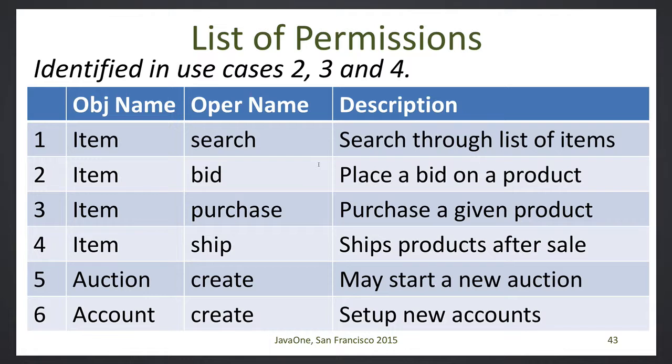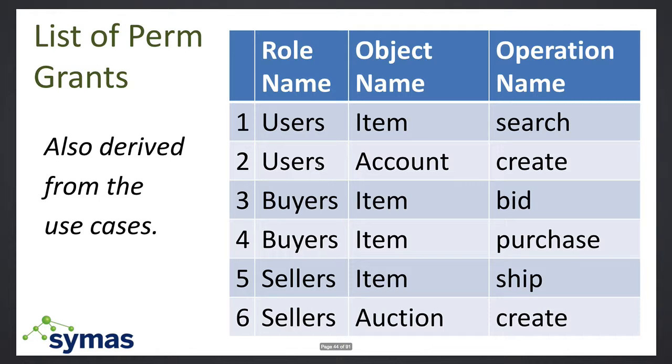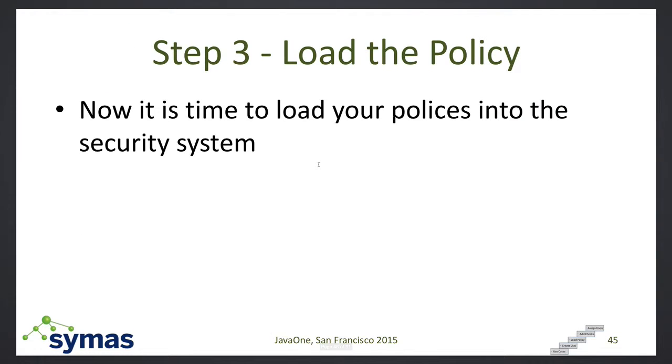List of permissions, we've got 6: item search, item bid, item purchase, item ship, auction create, and account create, and they just fell right out of the use cases from the previous step. And the perm grants, we've got 6 as well. We've got users that can search items and create accounts. We've got buyers that can bid on items and purchase items. And we've got sellers that can ship items and create auctions. That's it. So we're on to step 3.